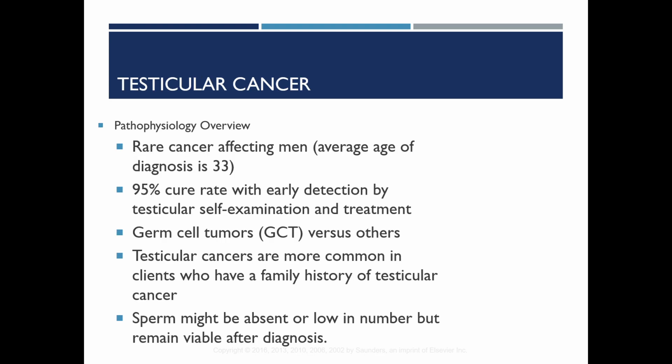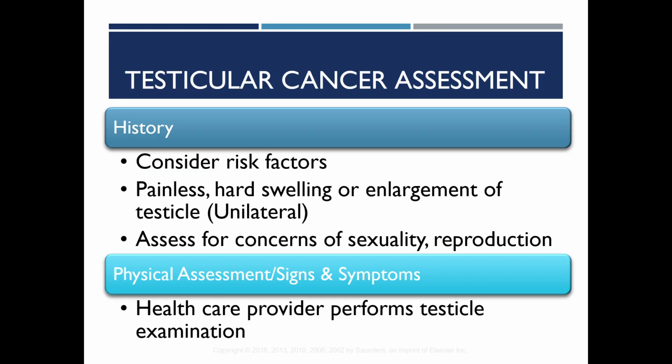All right, then it goes into testicular cancer. This is a rare cancer affecting men. Average age of diagnosis is 33. 95% cure rate if it's detected early by testicular self-exam. There are different types of tumors. You've got the germ cell tumor versus others. They're more common in clients who have a family history of testicular cancer, and sperm might be absent or low in number but remain viable after diagnosis.